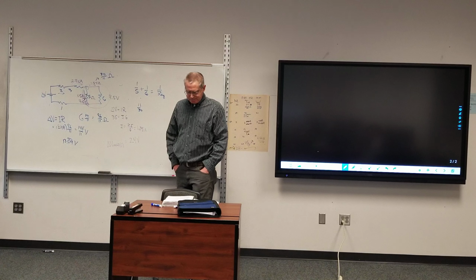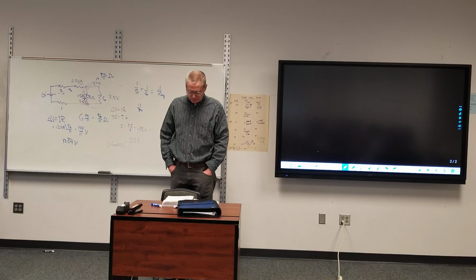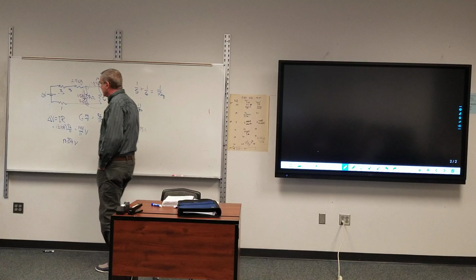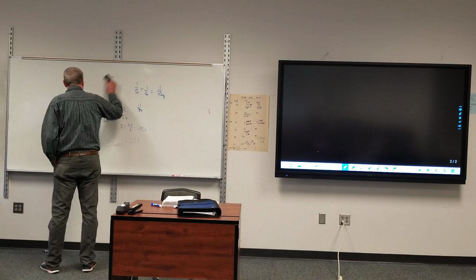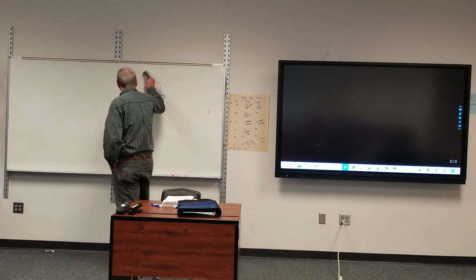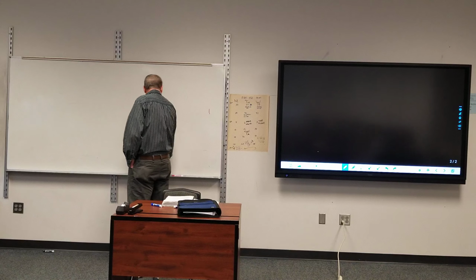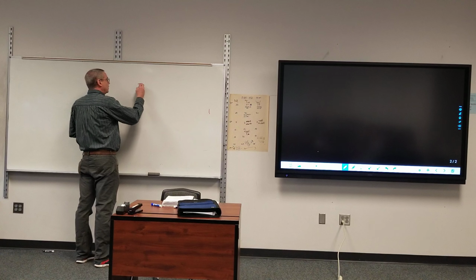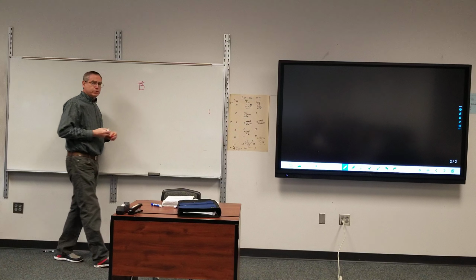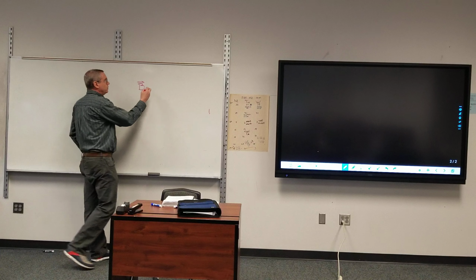Let's talk about magnetism. All right, so the symbol for magnetism is what you would expect it to be. It's the letter B. It is a vector. This is the symbol for a magnetic field.